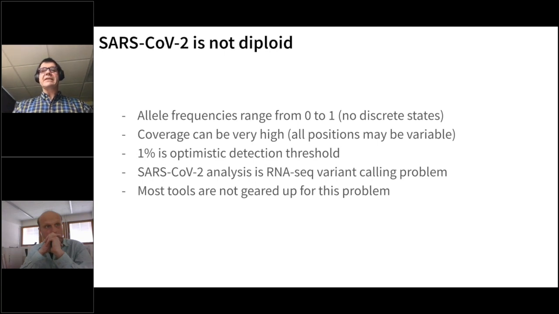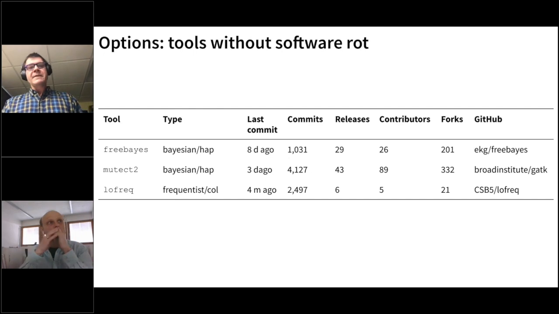And if we look at the latest literature from the SARS-CoV-2 field, people use, for example, GATK to call variants on SARS-CoV-2. So they use all sorts of tools which are basically inappropriate for that particular problem. So what's the set of tools at our disposal? Well, there's a number of tools.